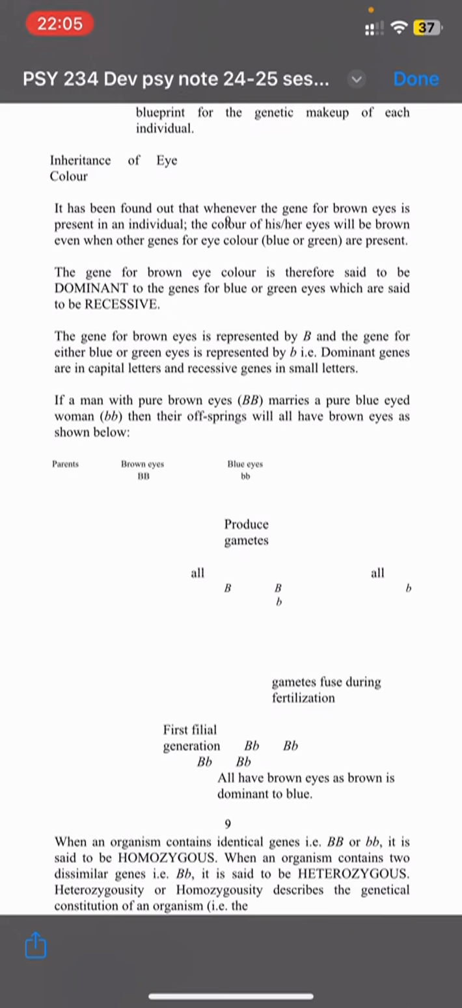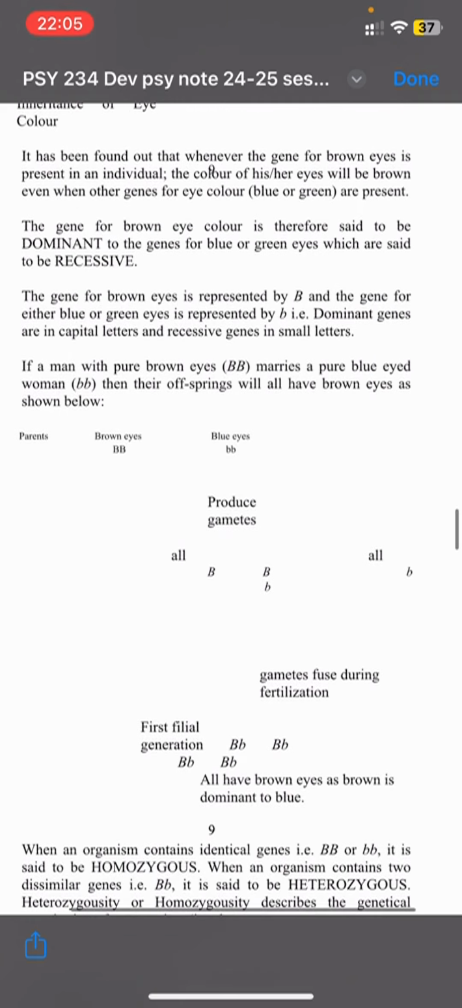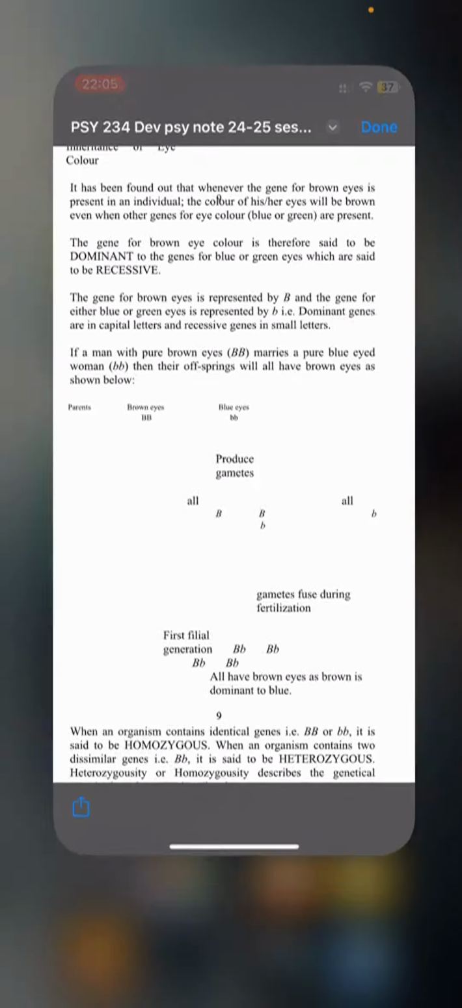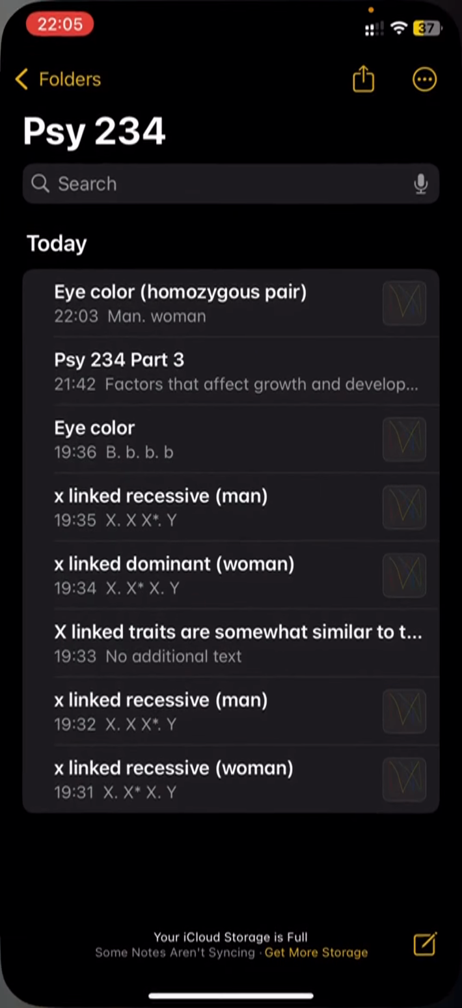Because this person is a pure brown. So two big B's, and we already know that the big B in this case is brown eyes, and this woman has two small letter b's, which we know means she is a pure blue-eyed person. So they tried to draw a diagram here, but I think we can do it better.